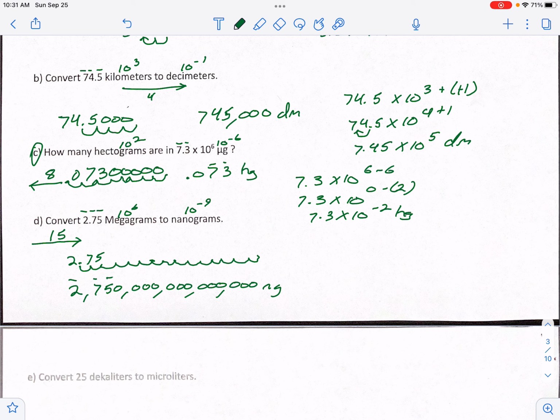Now, if I'm going to do the scientific way, doing the exponent way, it's a lot easier if the number is already between 1 and 10 because you don't have to move it anymore. So this one's going to be quick. So 2.75 times 10, mega is 10 to the 6th. I'm going to minus where I'm going. So minus, I'm trying to get to negative 9. So minus a negative 9. This turns into a positive. So my answer would just be 2.75 times 10 to the 15th nanograms. And I'm done. Since this is a number between 1 and 10, that means I'm done.